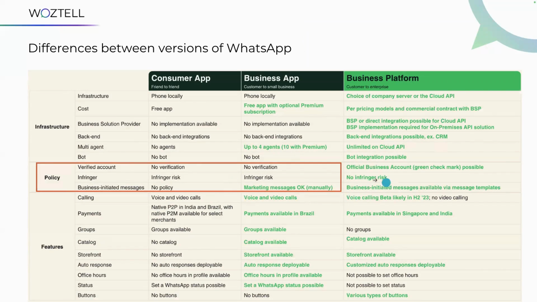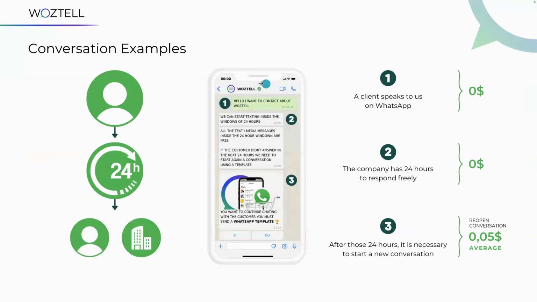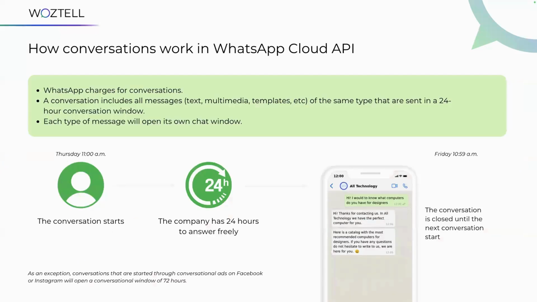Here is a quick comparison between the WhatsApp Cloud API business platform and the consumer app. Basically, you can automate all the messages, and you can apply for the green check mark when possible. The green check mark is WhatsApp verifying your business, so it looks more official and less scammer-like.